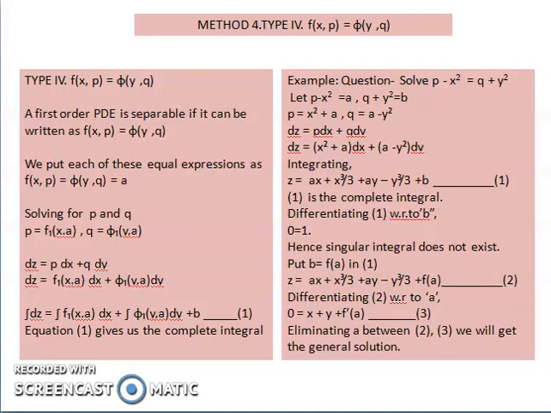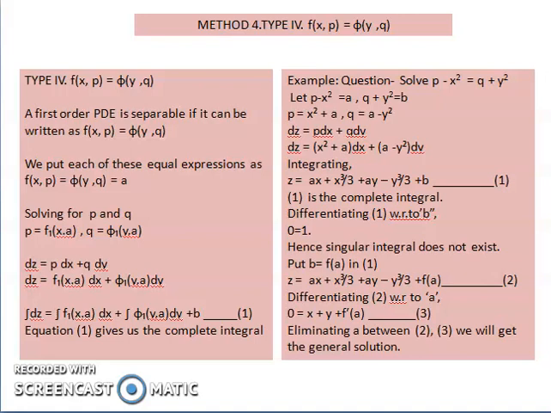We know that dz equal to p dx plus q dy. So dz is equal to f1 of x comma a into dx plus phi 1 of y comma a into dy. So integral dz is equal to integral f1 of x comma a into dx plus integral phi 1 of y comma a into dy plus b. So this equation gives us the complete integral. We'll demonstrate this by means of an example.